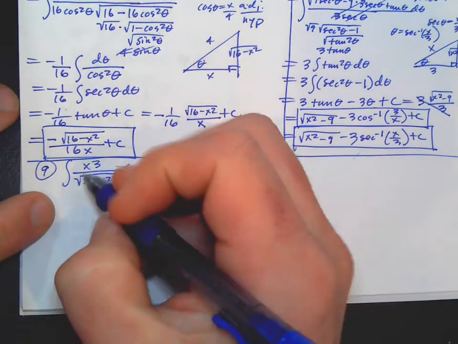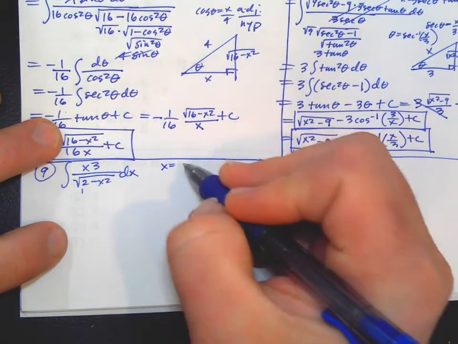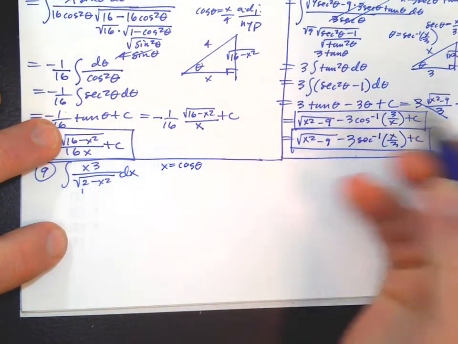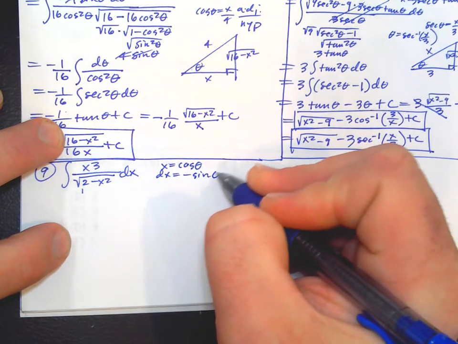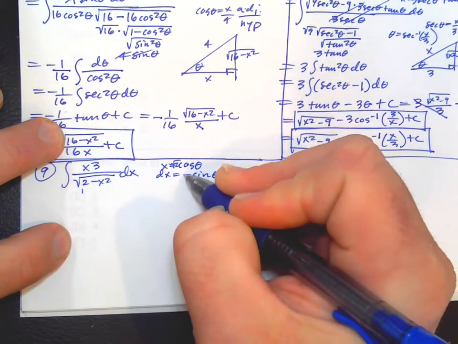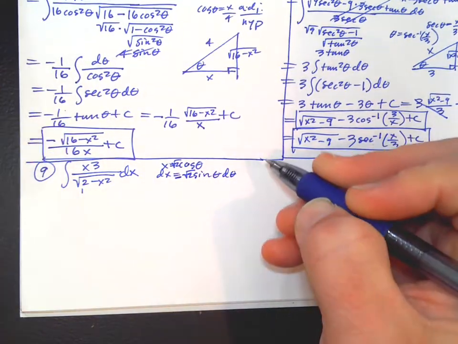So we're trying to get something 1 minus something trig squared. That's going to be x equals cosine theta, or x equals sine theta. dx equals negative sine theta. Now, we got to put a square root of 2 in front, so this is kind of funky, because we want to get that same number, right?